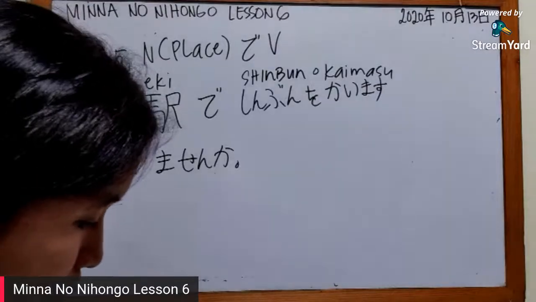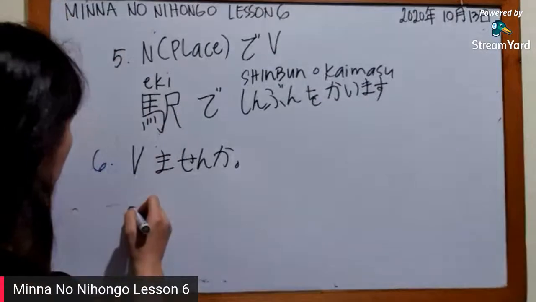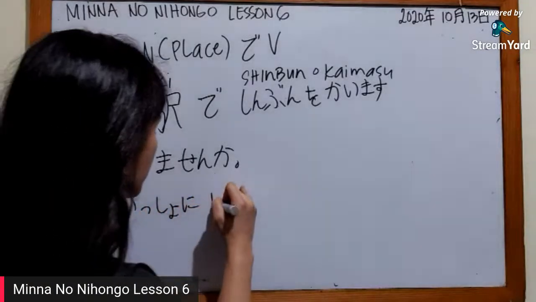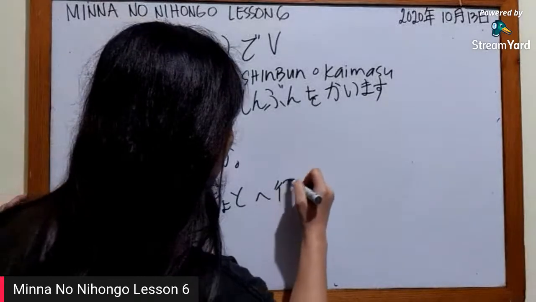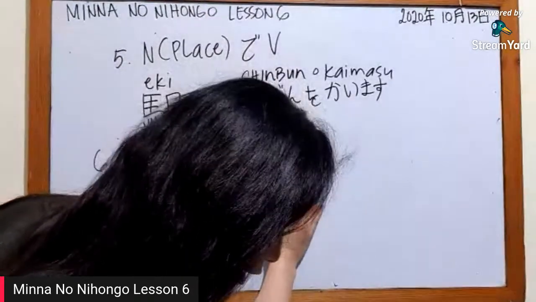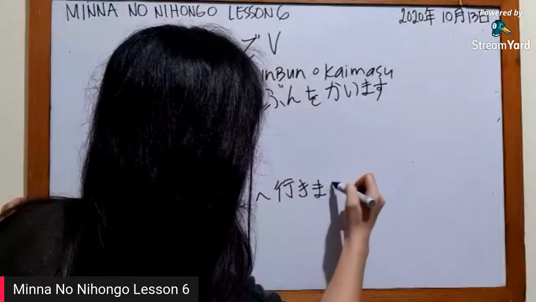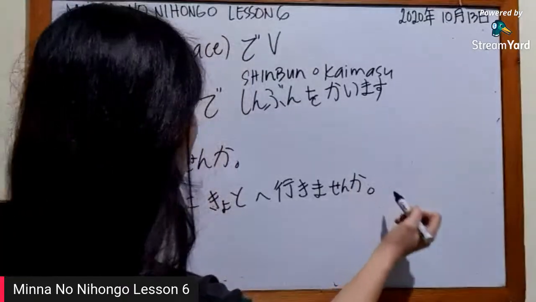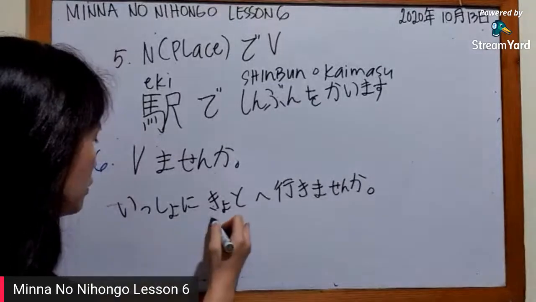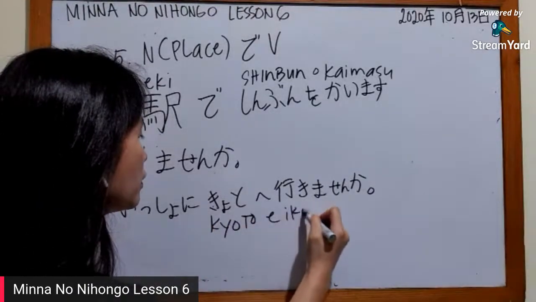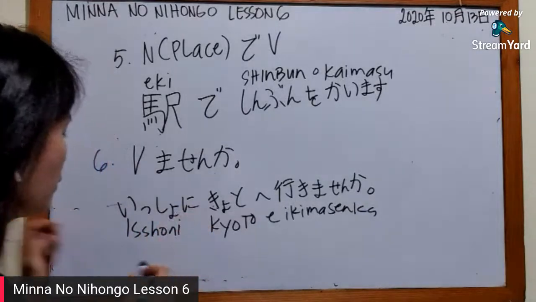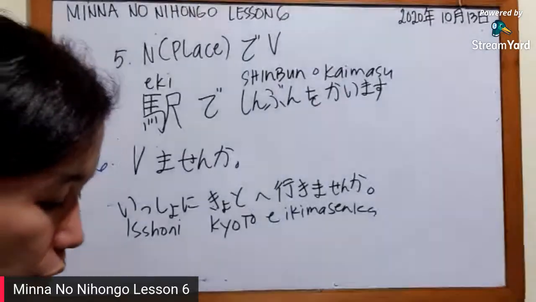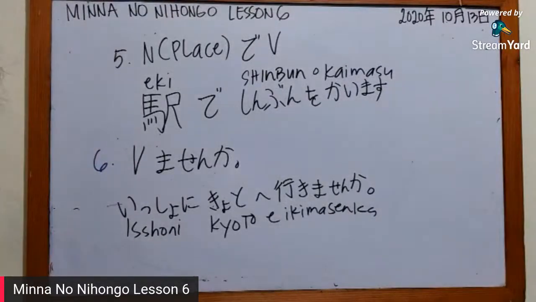So, I will just write the example. So, we have issho ni Kyoto e ikimasen ka. This is Kyoto. Okay? So, meaning to say, won't you come to Kyoto with us? And we also have another one.